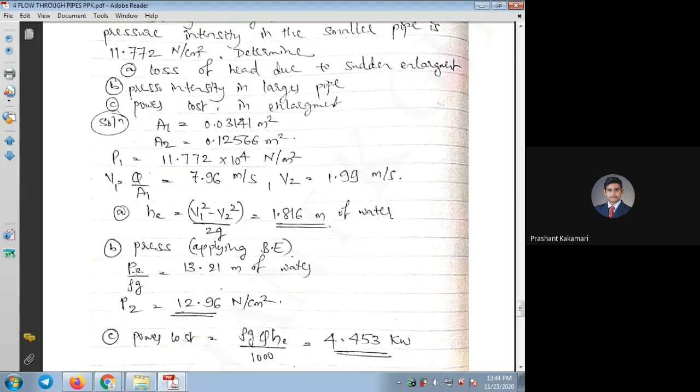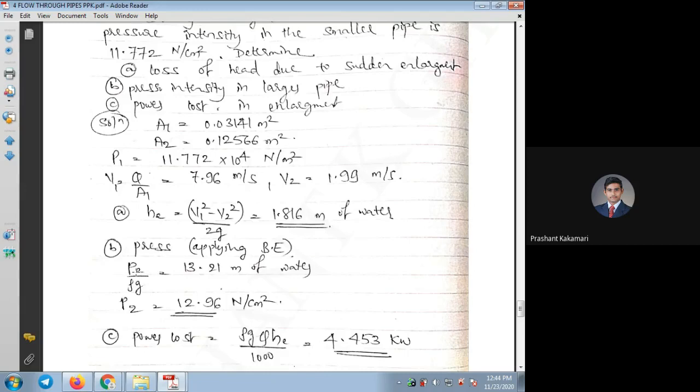From this we can multiply that 13.21 meters. So this value 13.21 meters is got from velocity V1, V2 and P1 after substituting in the Bernoulli equation. So multiplying this 13.21 meters of water into rho g value, P2 can be found out as 12.96 Newton per centimeter square, or in meters square if you want you can multiply with 10 raised to 4. 12.96 into 10 raised to 4 Newton per meter square.